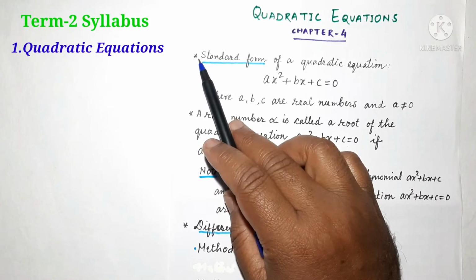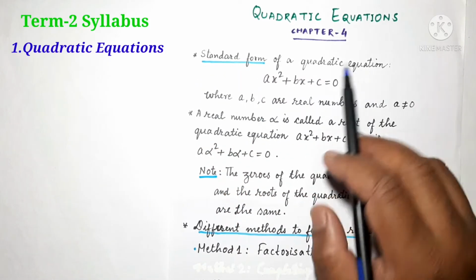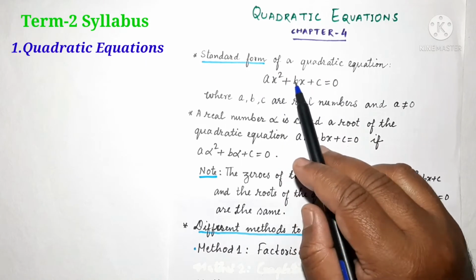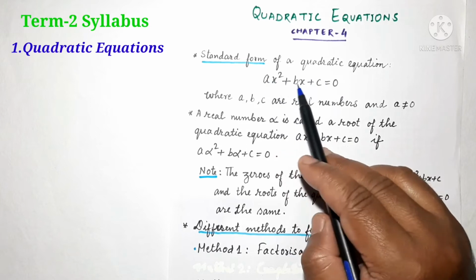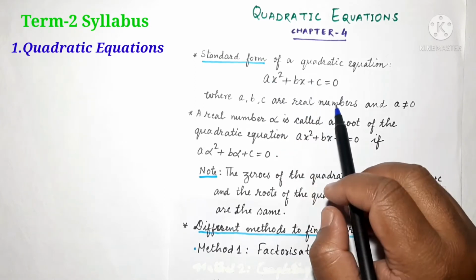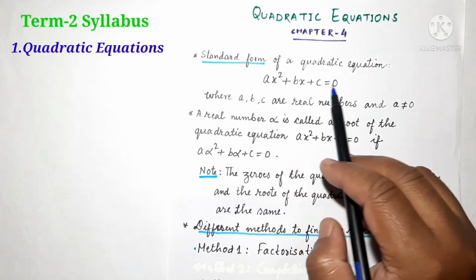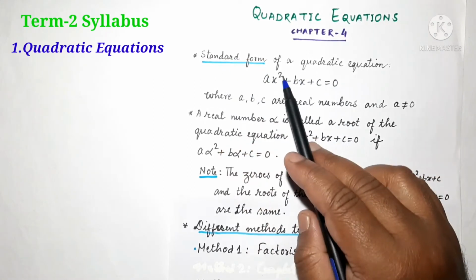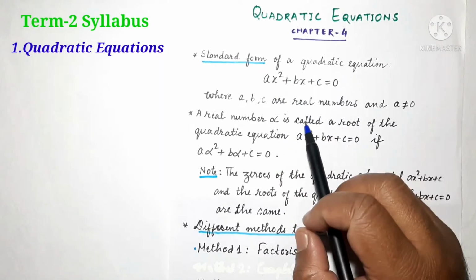First, you have to know the standard form of a quadratic equation. It is ax square plus bx plus c equals 0. A, b and c are real numbers and a cannot be 0. Now this is a quadratic equation. So the first topic that you have to know is to recognize the standard form of a quadratic equation.